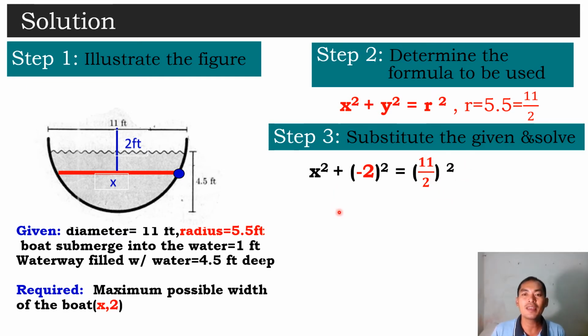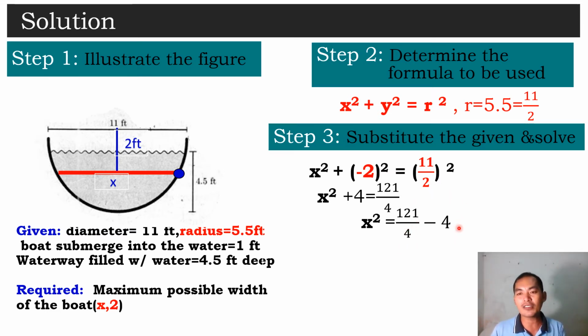We simplify. x squared plus 4 equals 11 times 11, 121/4. Transpose positive 4 to the other side. It became negative 4. Simplify the right side. So how to simplify a fraction to a whole number? You just multiply this denominator to the whole number. 4 times 4 is 16. That's negative 16. 121 minus 16. At kinokopya lang ang denominator. 121 minus 16 is 105/4.